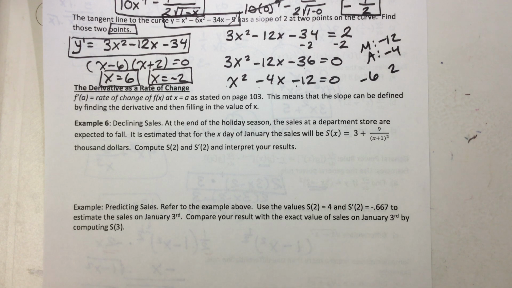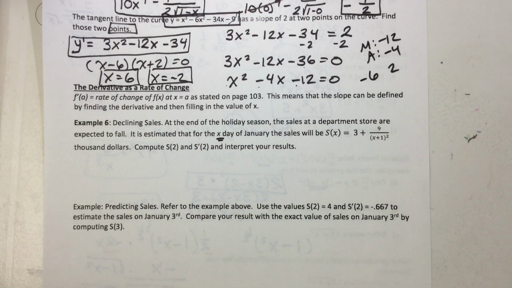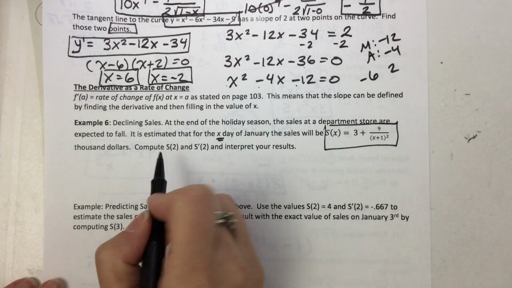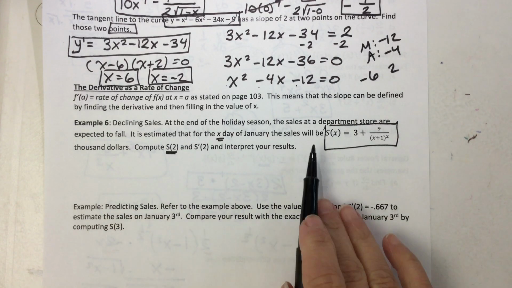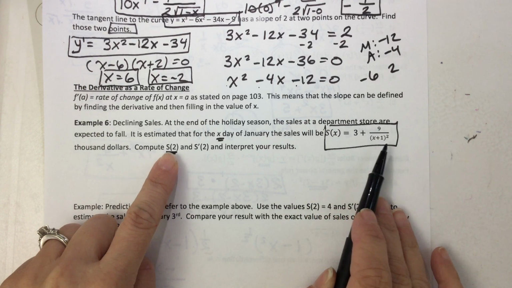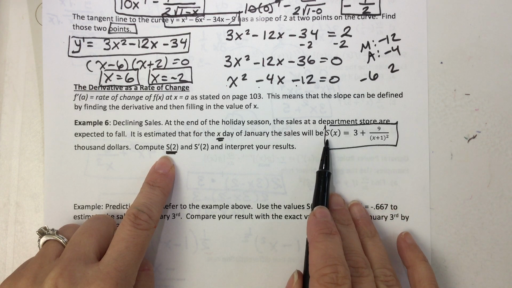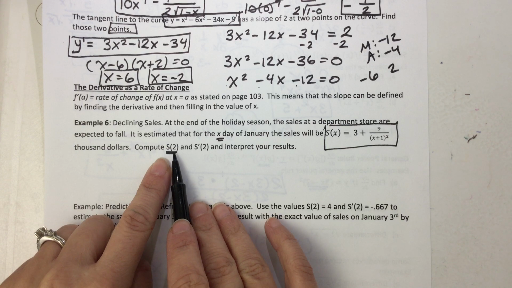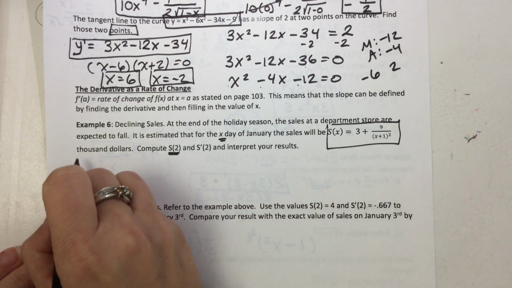Okay, example 6. Declining sales. At the end of the holiday season, the sales at a department store are expected to fall. It is estimated that for the X day of January, this is what the sales will be, in thousands of dollars. So if you are computing our function with a 2, that means you're just putting a 2 in here right now. And what you're calculating is what the sales will be for the X day of January. Well, this one means on January 2nd. Okay, so interpret your results.